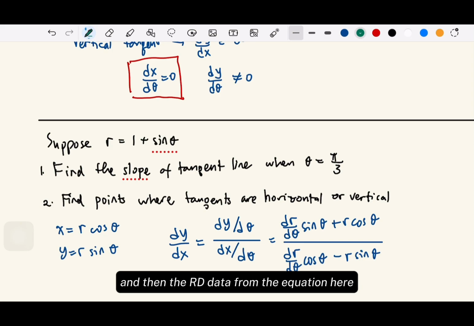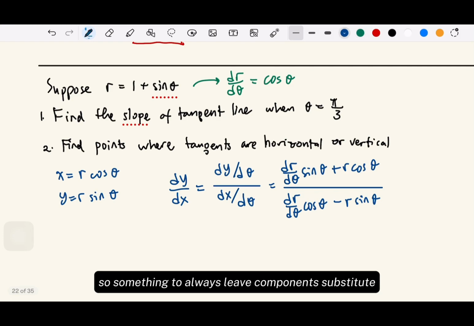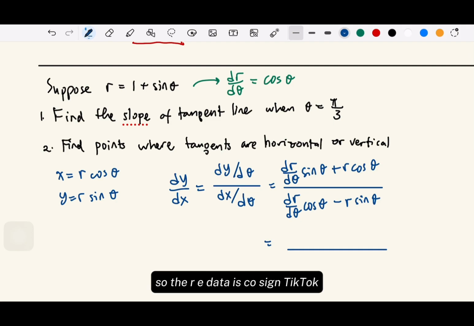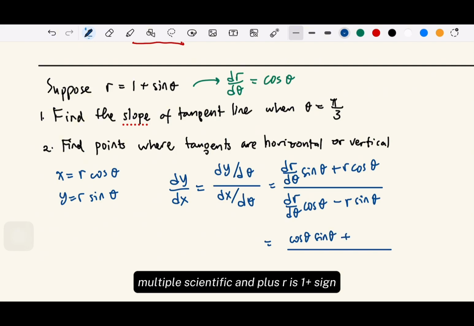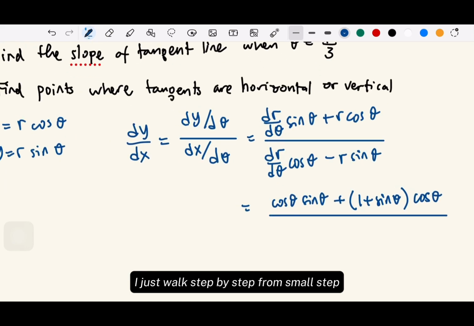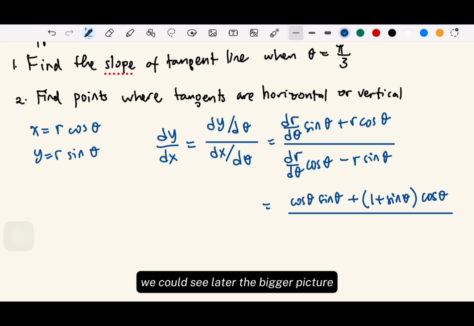And then dr d theta, from the equation here we can get this is just cosine theta, right? So substitute all the components. Let's substitute. So dr d theta is cosine theta multiplied by sine theta, and plus r is 1 plus sine theta, and then cosine theta. Okay, just walk step by step. From small steps, we could see the bigger picture later.